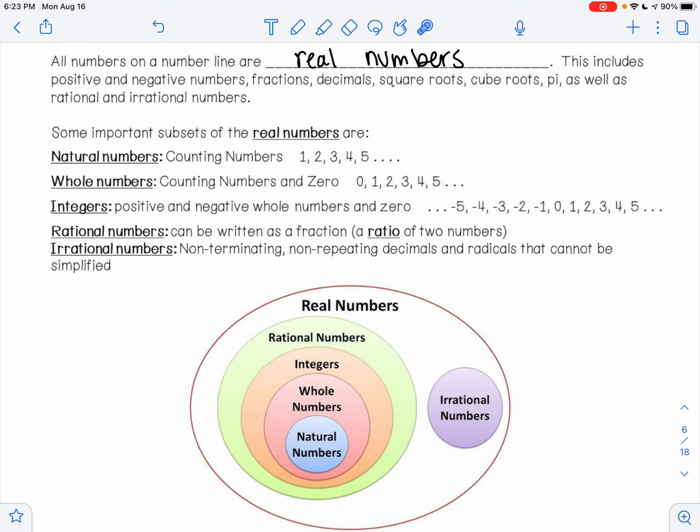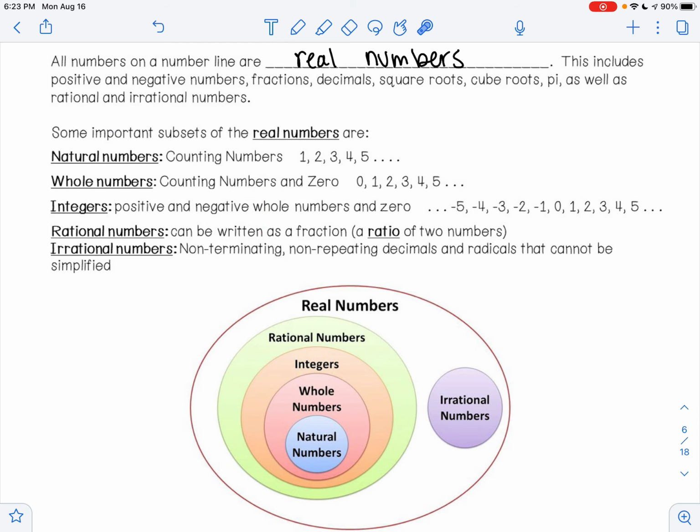Rational numbers are any number that can be written as a fraction. So that would be a ratio of two numbers. And then irrational numbers are non-terminating. That means it's never ending. Non-repeating, so it doesn't repeat. Decimals, and radicals that cannot be simplified. Something like the square root of 2. This is what our real numbers consist of, are these things right here.